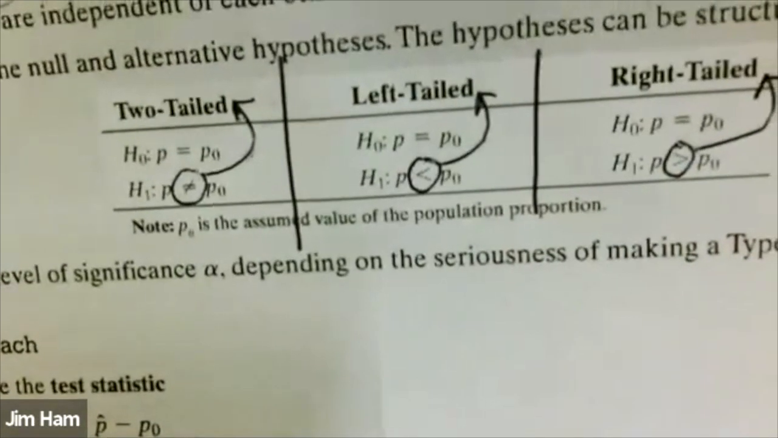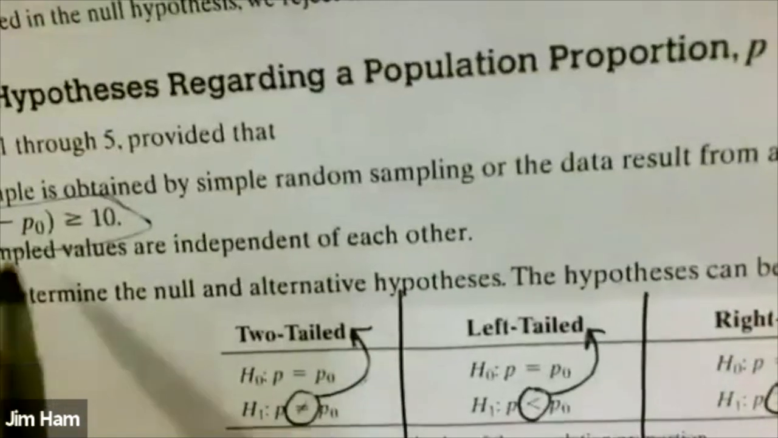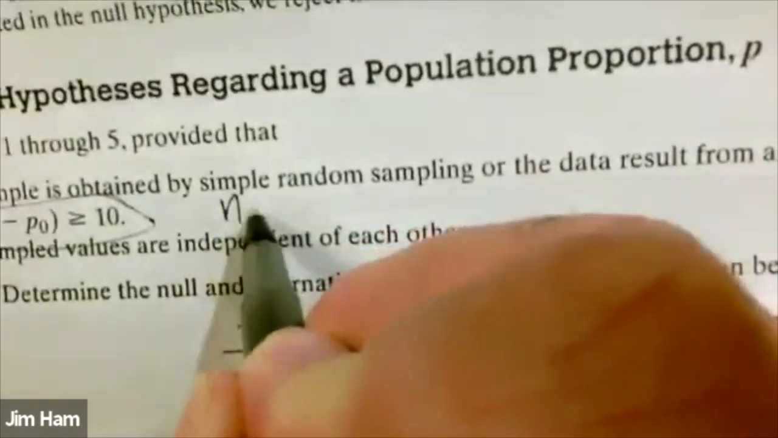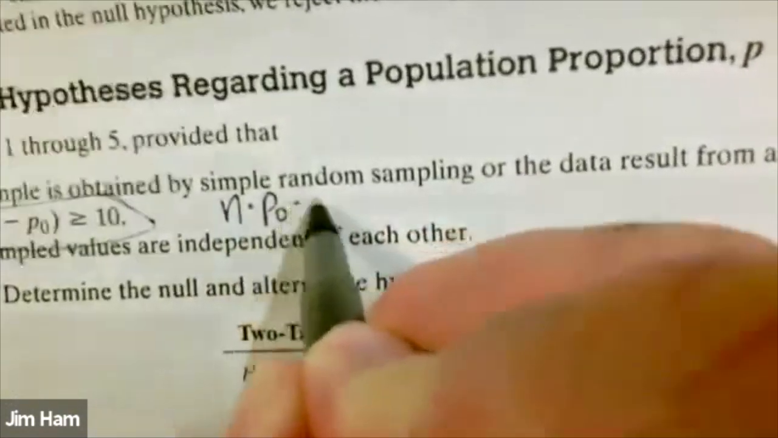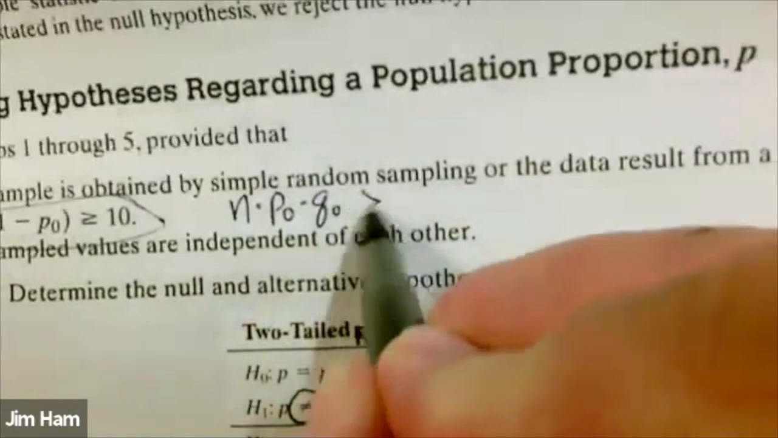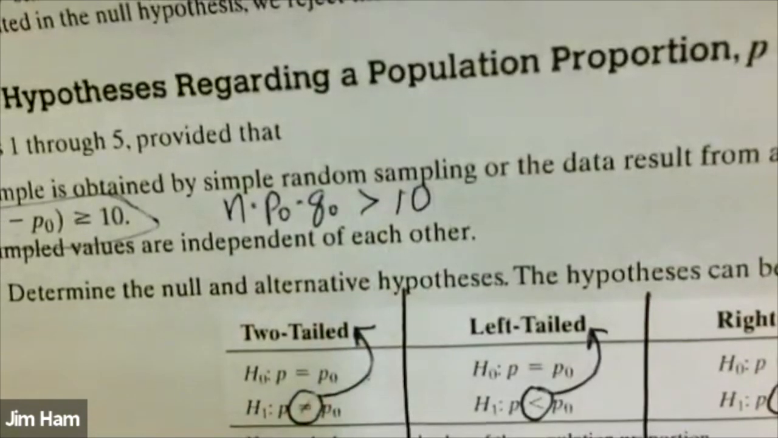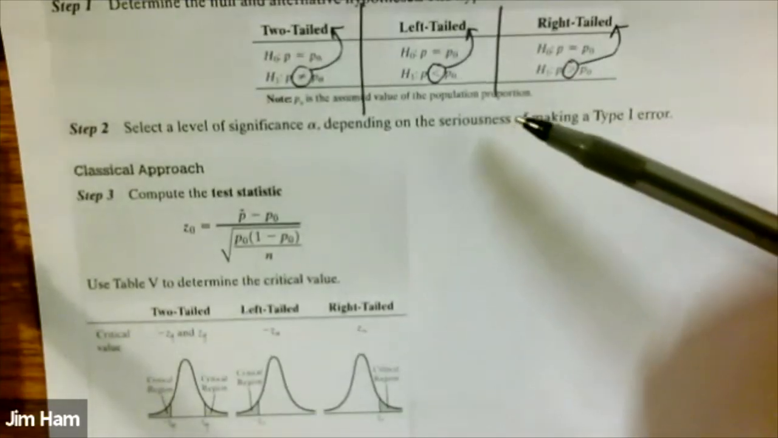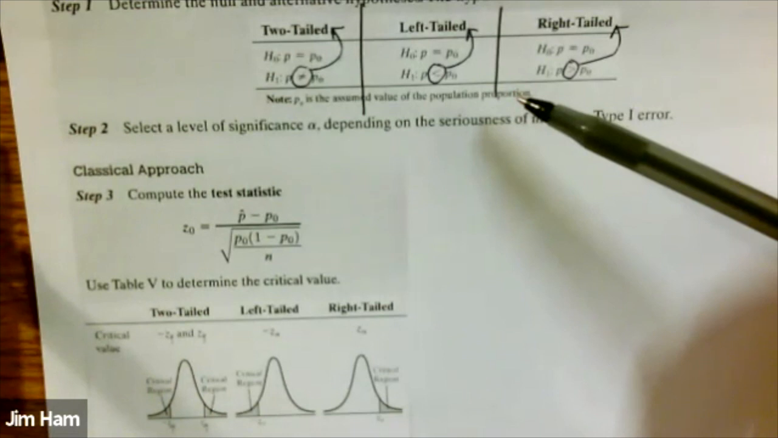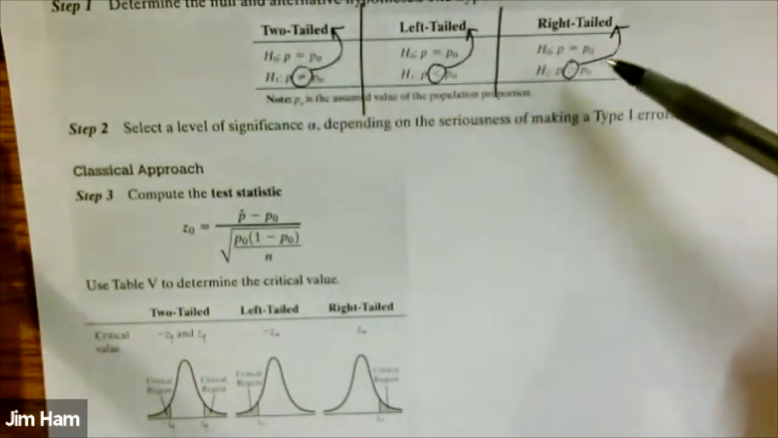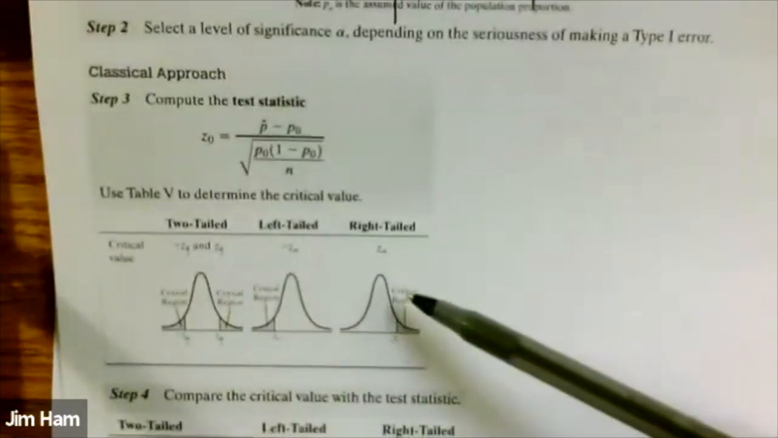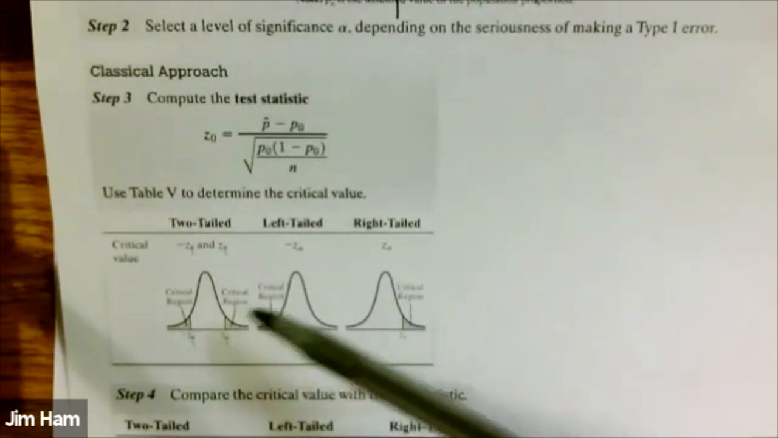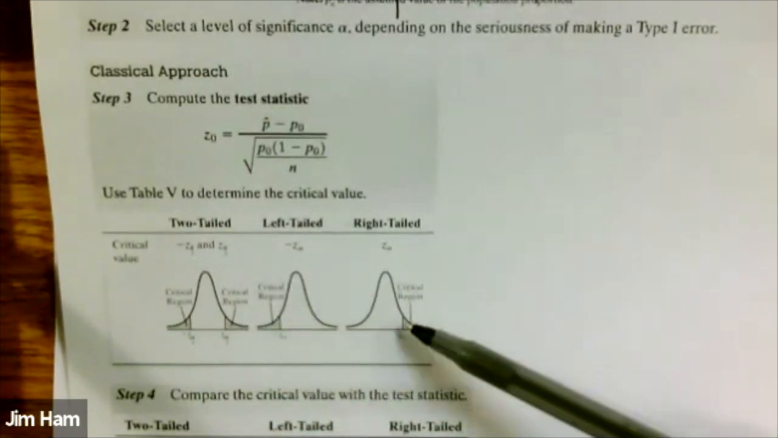Now that P0, that's part of the claim, you're going to put it in here and calculate NP0, Q0. And remember, in order to use a normal sampling distribution, that product has to be larger than 10. So based on what we know about the sampling distribution, we're going to assume the claim is true, and we're going to draw one of these pictures right here. Two-tailed test, one-tailed left, one-tailed right.